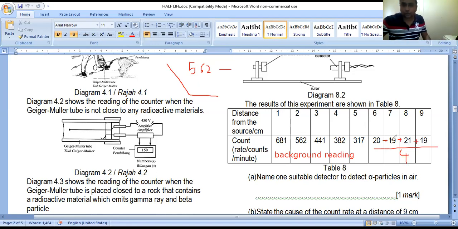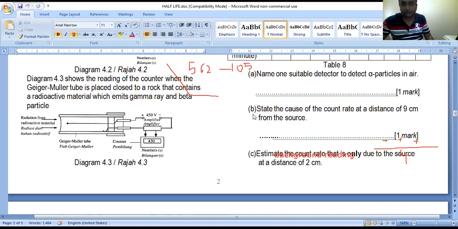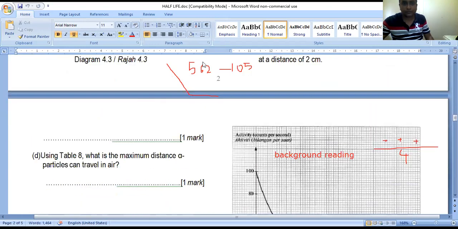So 20 plus 19, 21, 19, you get 105. So 562 minus 105, the answer is 457.